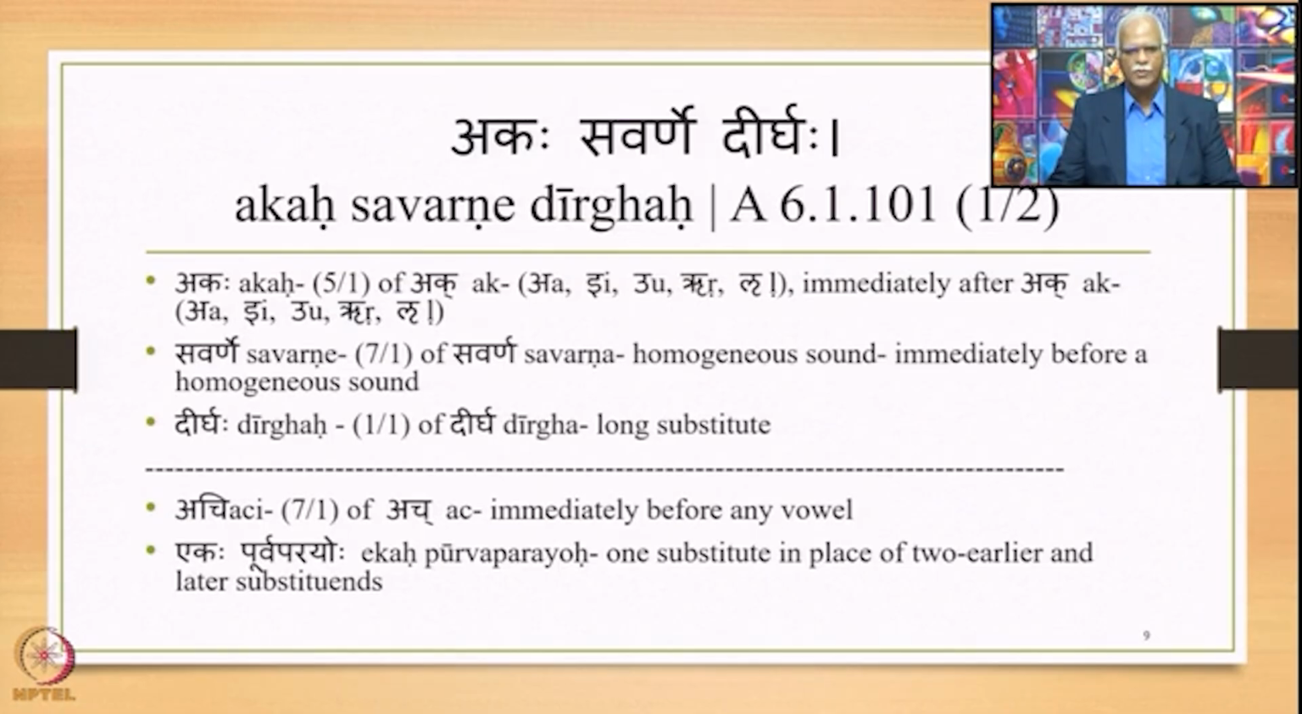Dirghaha is 1/1 of Dirgha, meaning long vowel as the substitute. Words continued are achi, 7/1 of ach, meaning immediately before any vowel. Ach means vowel. Ekapurva parayoho, meaning one substitute in place of 2, the previous or the earlier and the latter substituents.